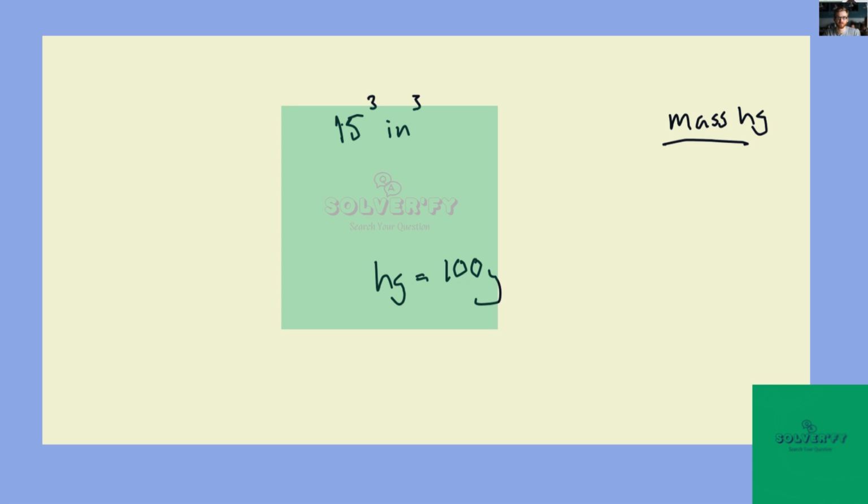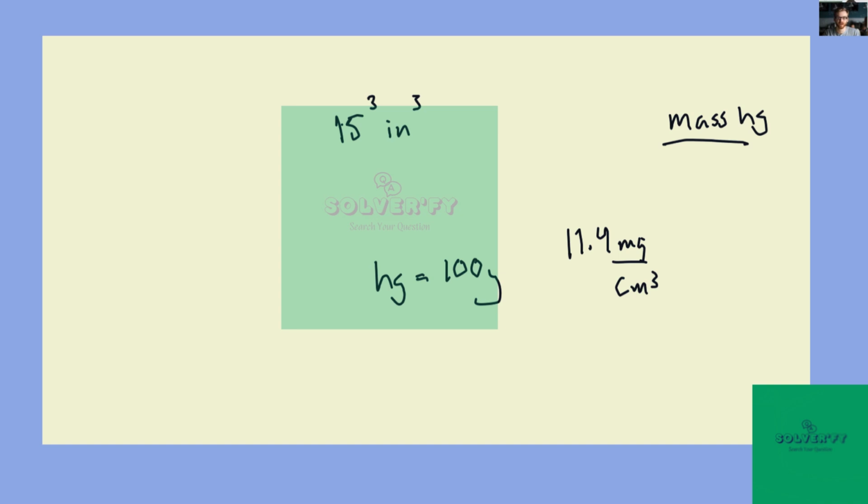Okay, so we need to figure out what we can multiply our cubic inches by to get to mass. Well, they tell us the density of gold is 11.4 milligrams per cubic centimeter. The problem is our volume is given in cubic inches, right? And so we're going to need to convert our inches to cubic centimeters, right? How do we do that?